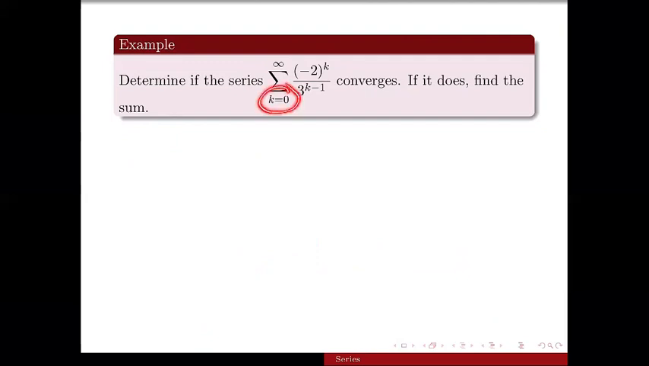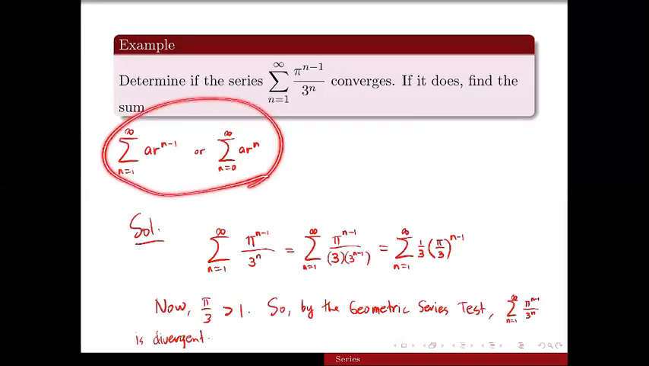In here, we have k equals 0. And like I said, if you start with k equals 0 or n equals 0, then the power of your r will just be n and not n minus 1. The power of r here is just n because you start at n equals 0.